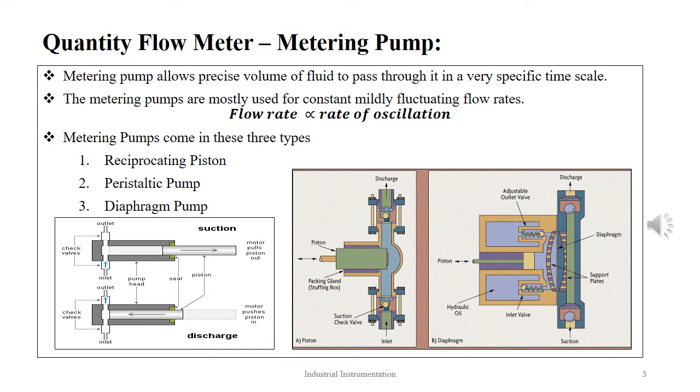Most metering pumps comprise a motor and a pump head. The motor pumps the liquid through the pump head into an inlet-outlet system with a precisely known volume of the chamber. The metering pumps are mostly used for constant, mildly fluctuating flow rates. There are three types of metering pumps, which are reciprocating pump, peristaltic pump and diaphragm pump.